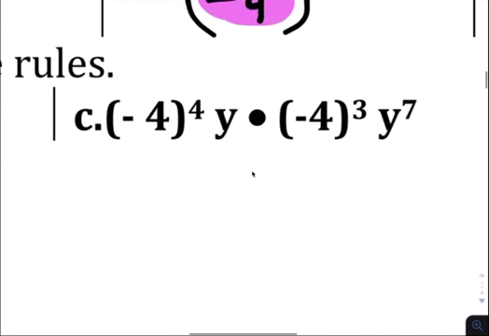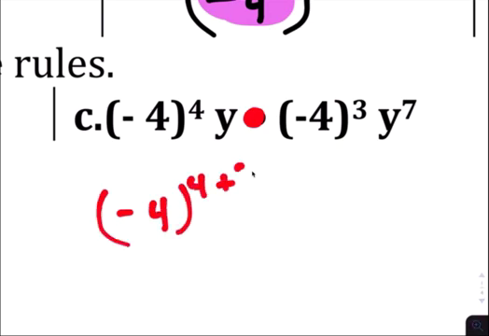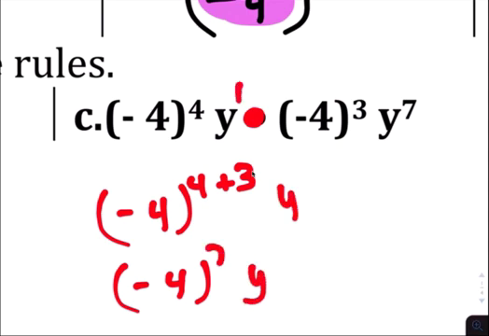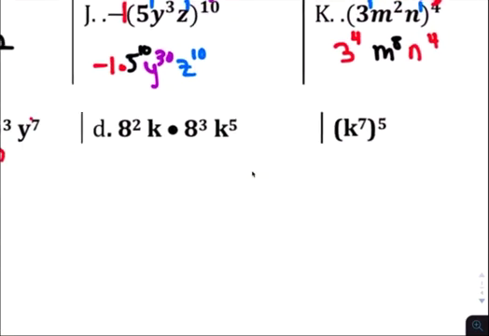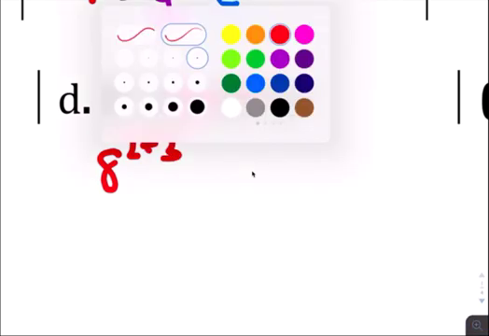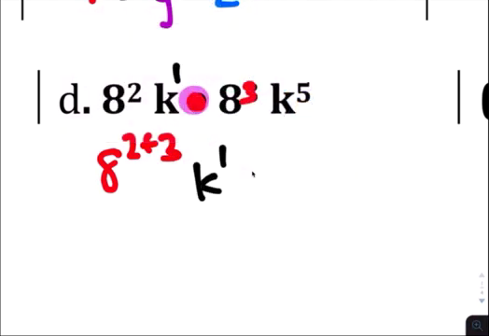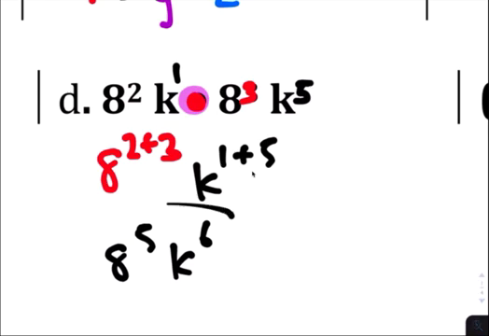Okay, here you're multiplying, so -4 to the 4 plus 3, that's -4 to the 7th power, y to the 1 plus the 7, it's y to the 8th power. That looks the same as something we've just done. Okay, so we're multiplying, so when we multiply, we add the exponents, 2 plus this 3, and then k to the 1 power plus this 5. So you get 8 to the 5th power, k to the 6th power.